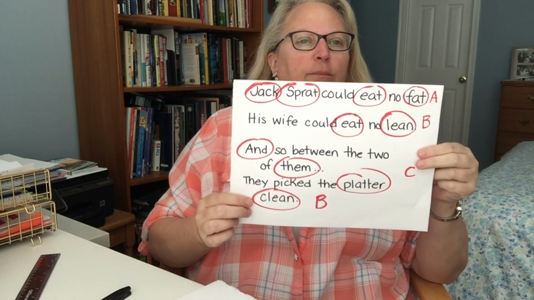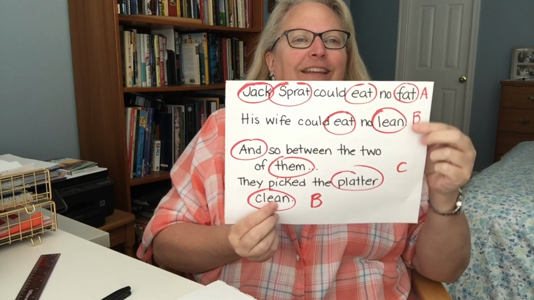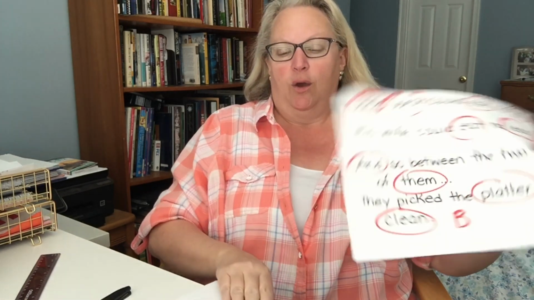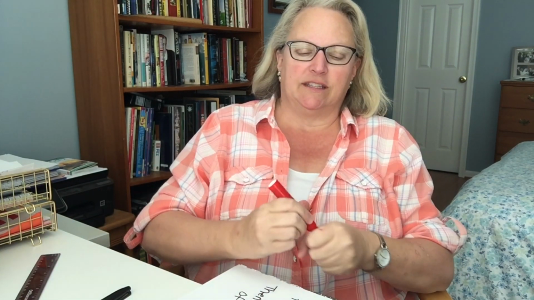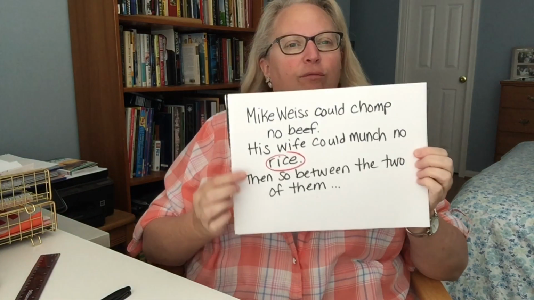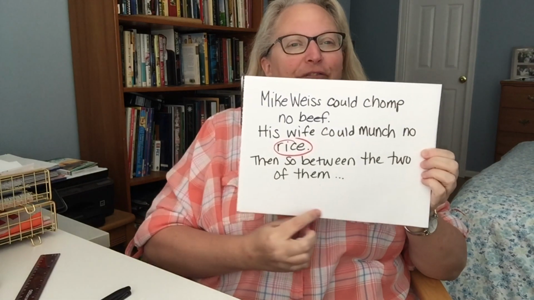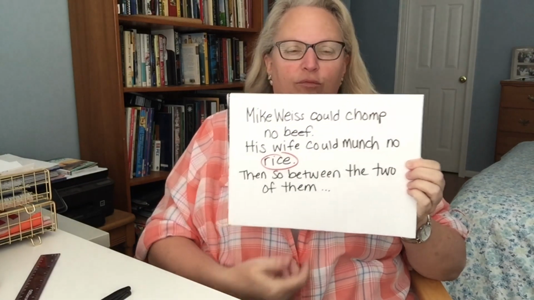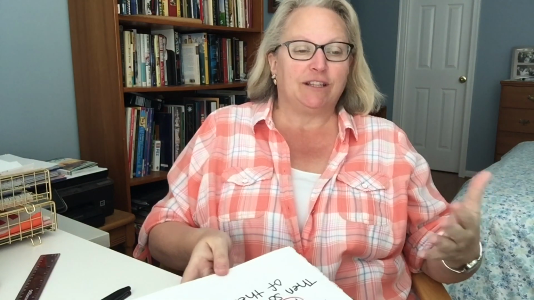And then I have to figure out, they picked the platter clean. And here's where I get a little bit of trickiness, right? Because clean and lean rhyme, which means in my version, since I ended my second line with rice, I have to make the final line rhyme with rice. And it has to basically mean that they ate a whole bunch of stuff. So if I think about rhymes for rice, I could maybe do something with nice.